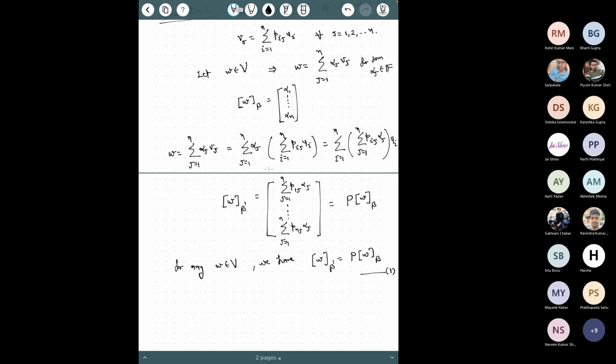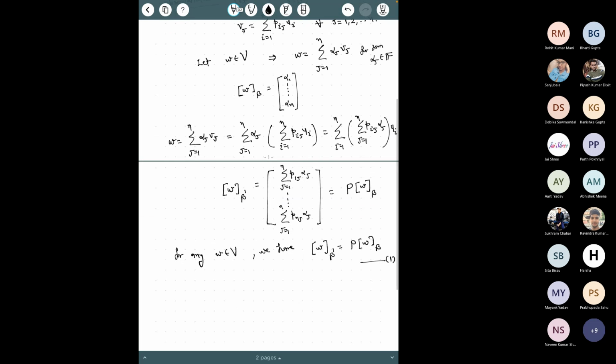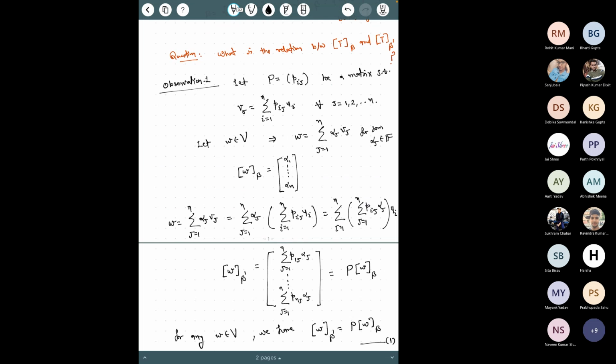Okay. So if P is a matrix where the columns are nothing but the coordinates of vectors Vj when you write them in terms of the Ui's, then for any W, the matrix of W with respect to B dash is equal to P times the matrix of W with respect to B. This is what we have observed. But there is nothing special. We can just interchange the role of B and B dash. So wherever I have written B, I can write B dash.